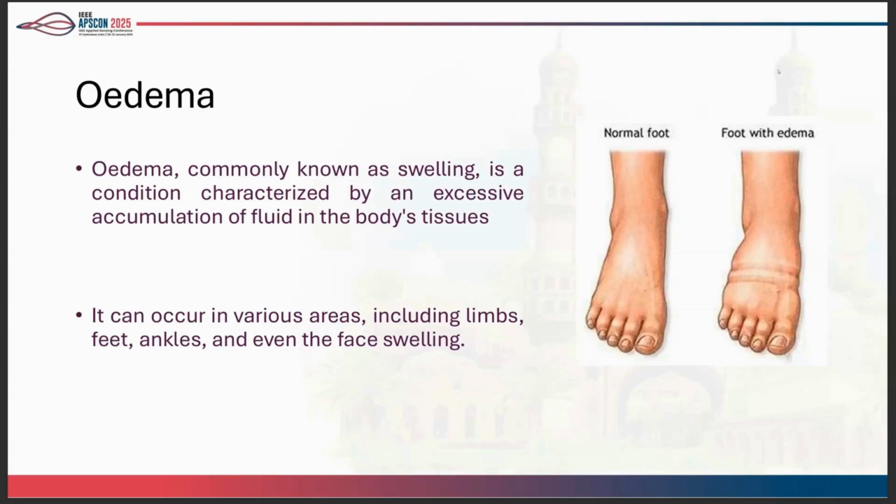What happens is that when fluid flows through the interstitial spaces and the accumulation increases so much, there is swelling in the peripheral areas, like your hands or legs swell up. Now, edema can be of different types.